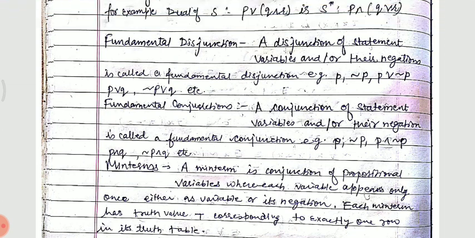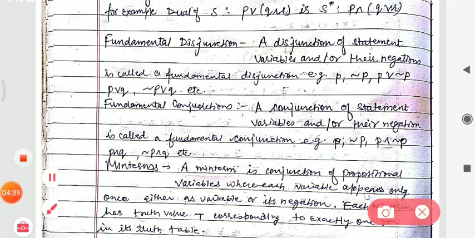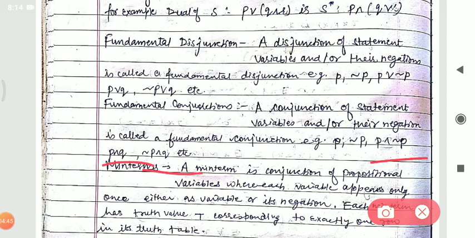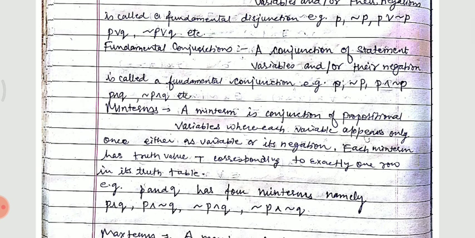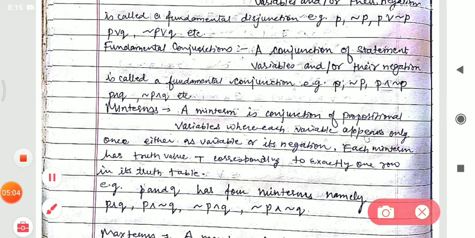Now fundamental conjunction, similarly we can define it: P and negation P, P and Q, negation P and Q, meaning in between we have to use conjunction. Fine. Now next related to this is minterms. A minterm is a conjunction of propositional variables where each variable appears only once, either as the variable or its negation. Each minterm has truth value T corresponding to exactly one row in its truth table.